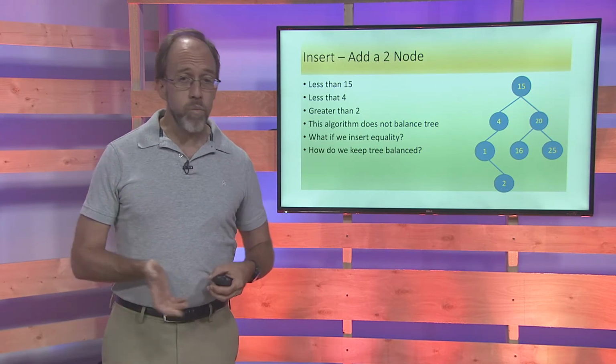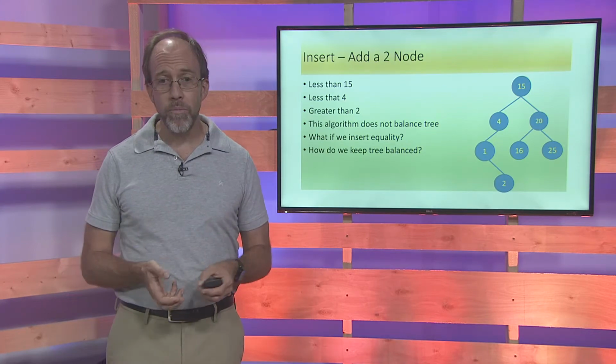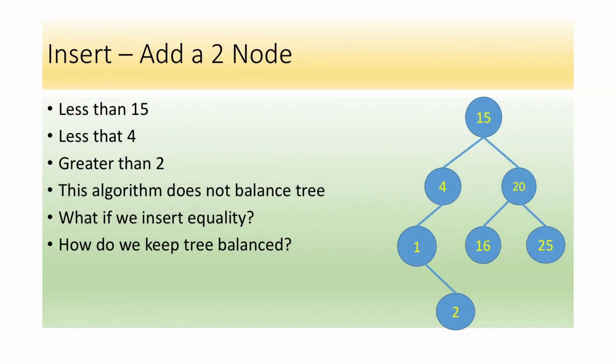So if you've got this, how would you do this? Okay, so you've got a tree and you need to insert a 2. Well, you get to the 15, the 2 is less than 15, go to the left. You get to the 4, it's less than the 4, you go to the left. You get to the 1, it's greater than the 1, you go to the right. And you drop that node right there.